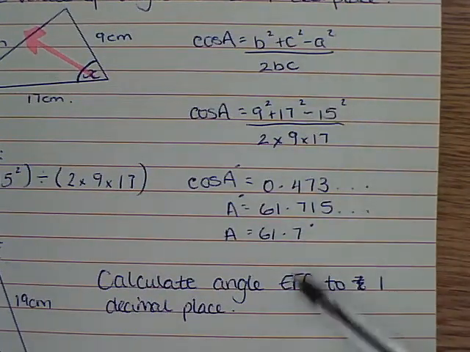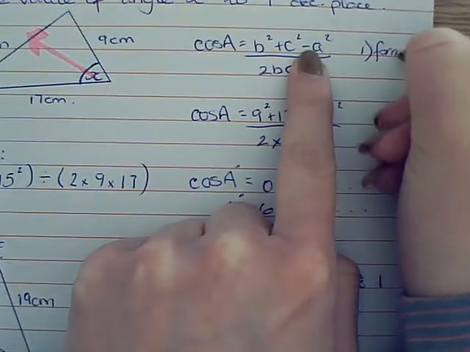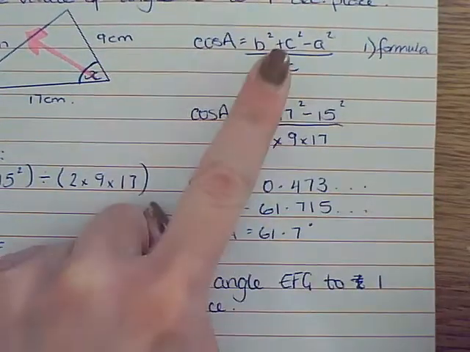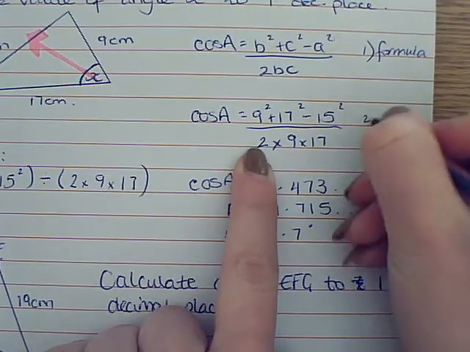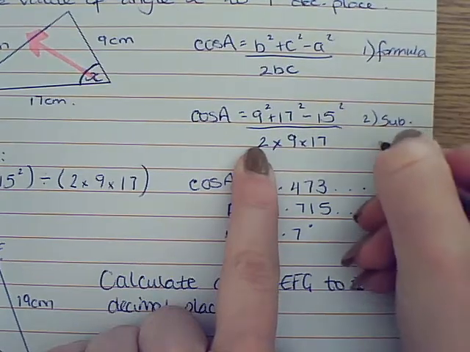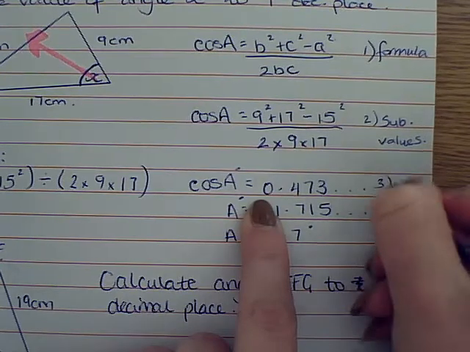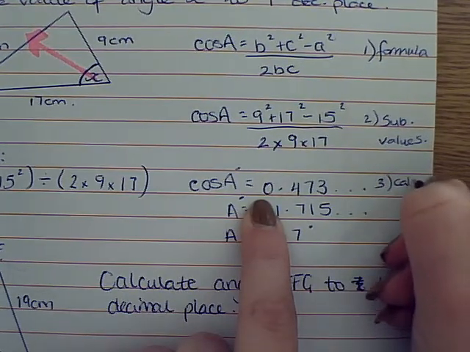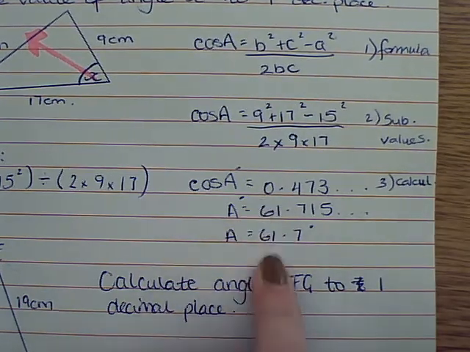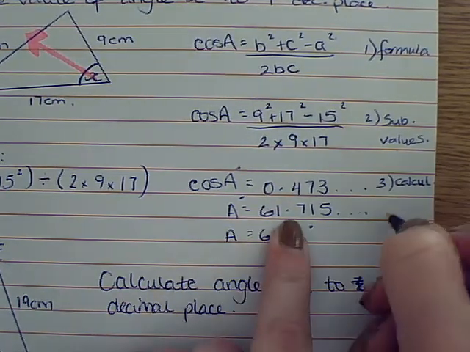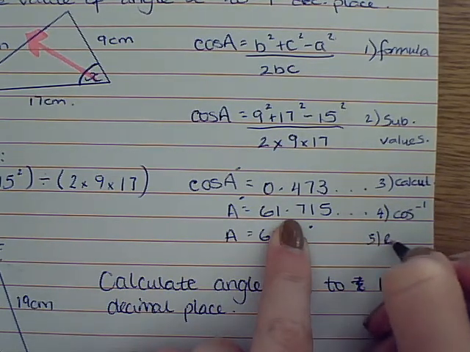Just going through these steps again. This is the formula, so that's step 1, the formula. And we know to use that formula because we've got all 3 lengths. Step 2 is to sub in our values. Step 3 is the calculator, and I'm not going to fit that in. We'll do calculator. And step 4 was to do cos inverse, and 5 was to round.